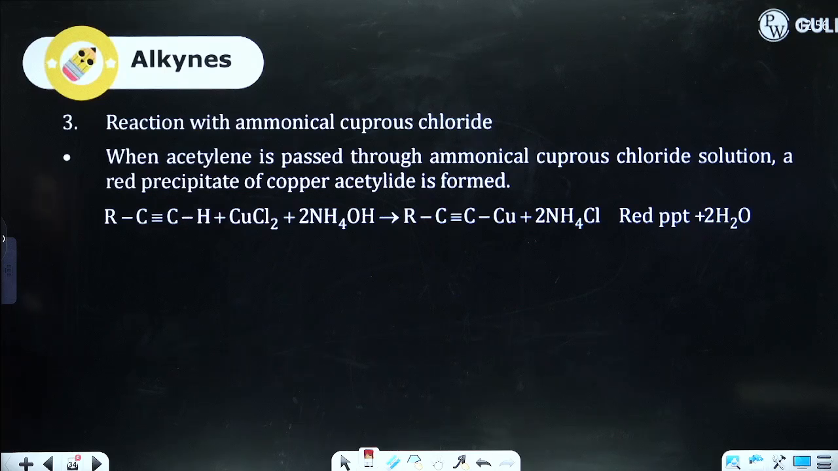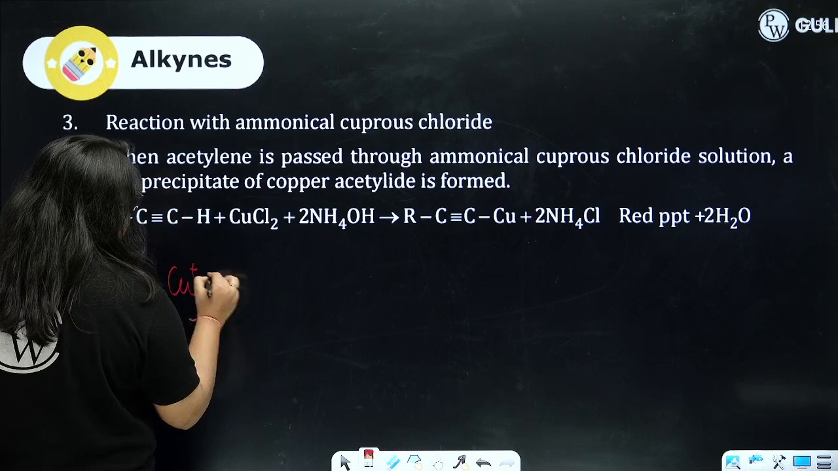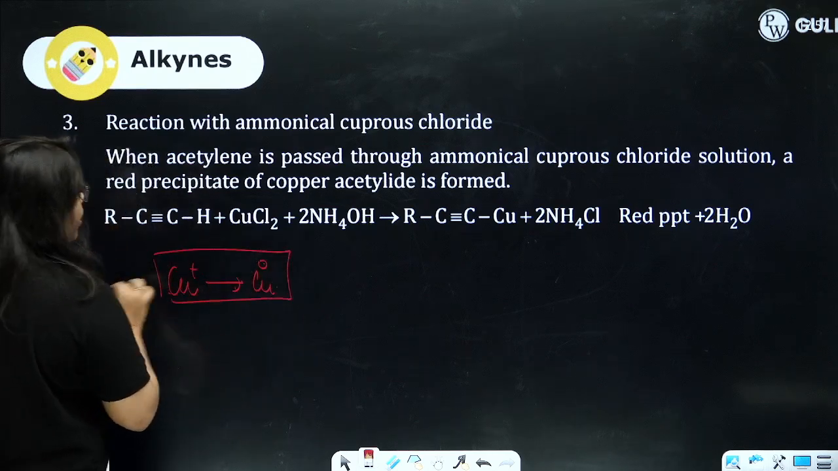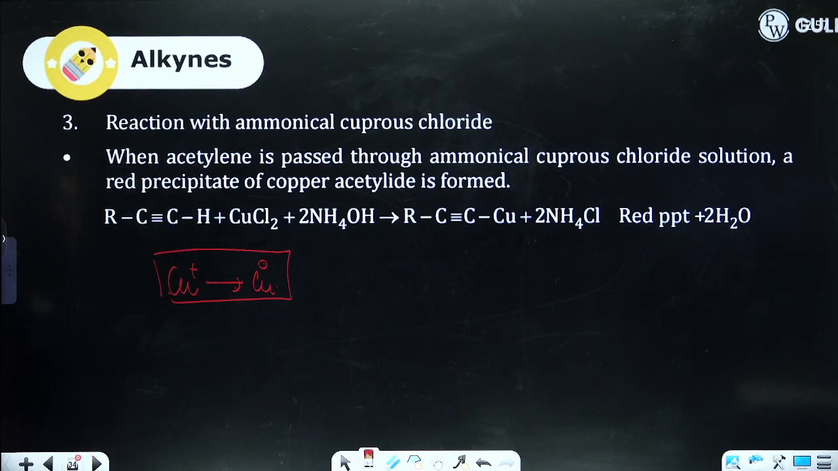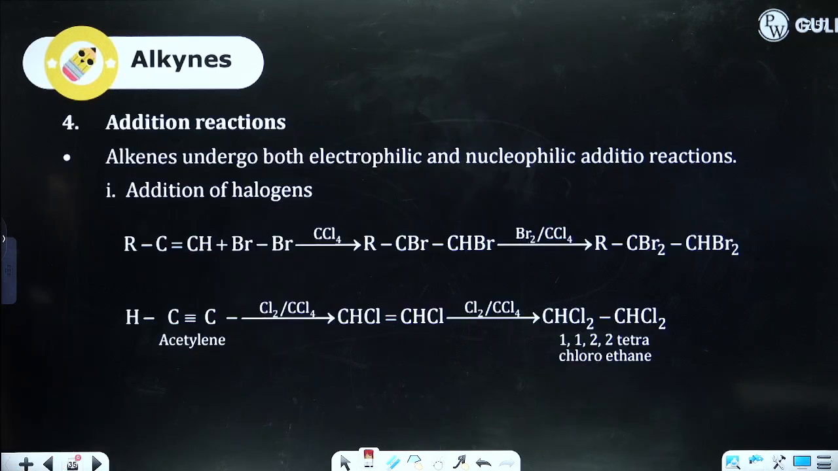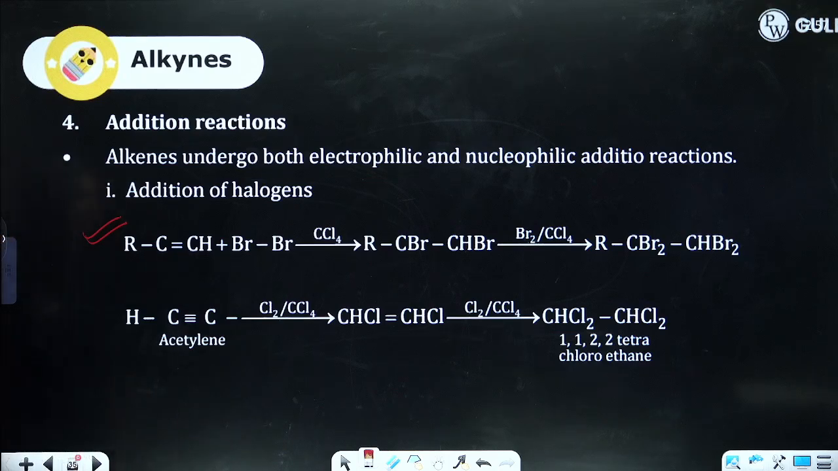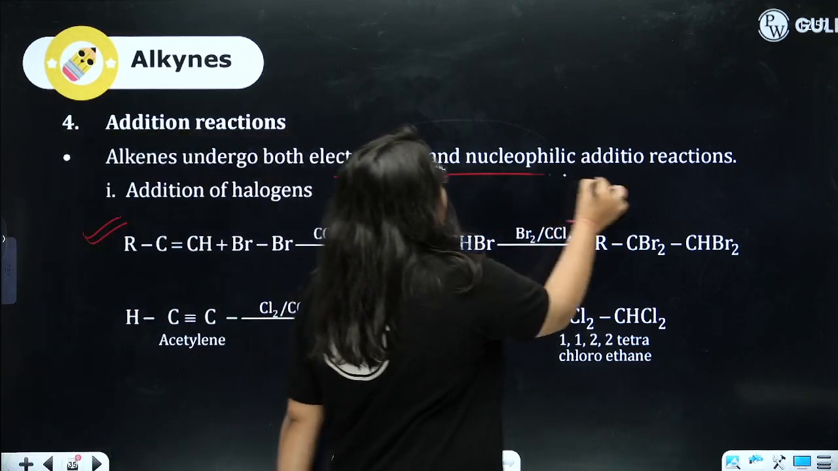Reaction with ammoniacal cuprous chloride: it reduces ammoniacal cuprous chloride, and you will see that Cu plus is reduced to Cu. Now, it undergoes addition reaction. Bromine water test takes place, a test for unsaturation. It does take place and the bromine water loses its color. It is capable of undergoing both electrophilic and nucleophilic addition reactions.